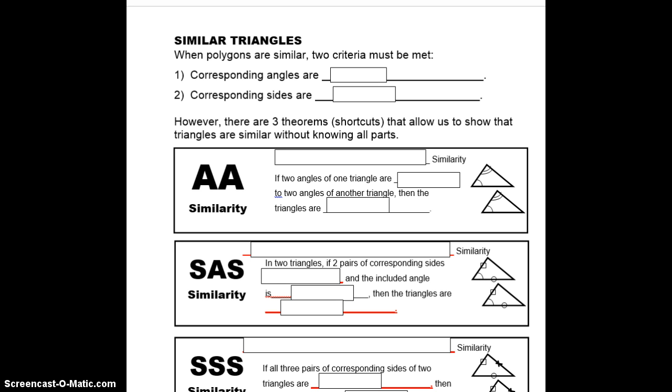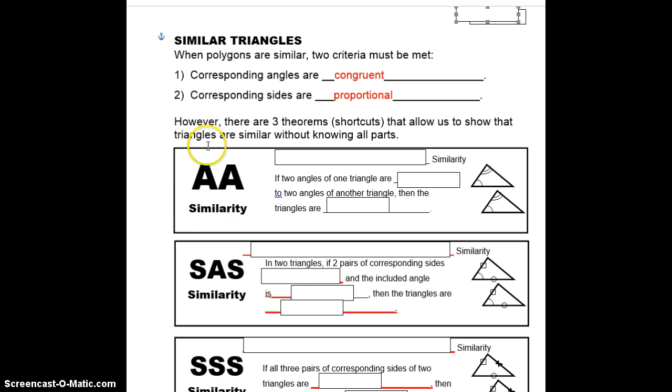In other polygons, we pretty much have to have every pair of corresponding angles be congruent and every pair of corresponding sides be proportional. But when I have triangles, we have some shortcuts, just like when we did congruency. Okay, so you'll recognize these initials.